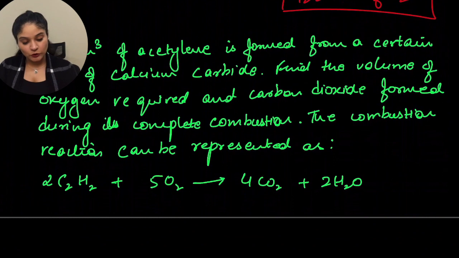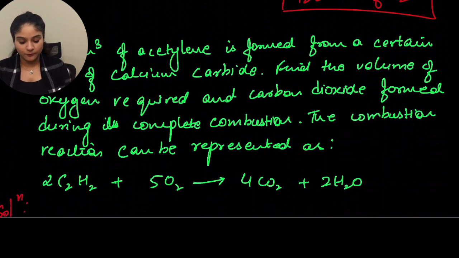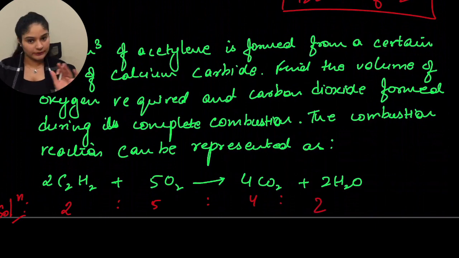200 centimeter cubes of acetylene is formed from a certain mass of calcium carbide. Find the volume of oxygen required. So we are looking for oxygen. So first, I already have the equation written. So I'm just going to speed up from that. So 2 is to 5 is to 4 is to 2 that you have.